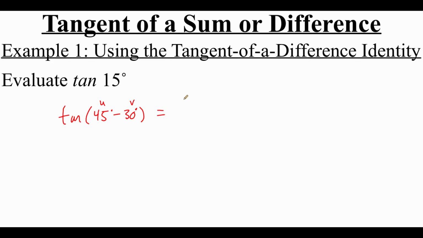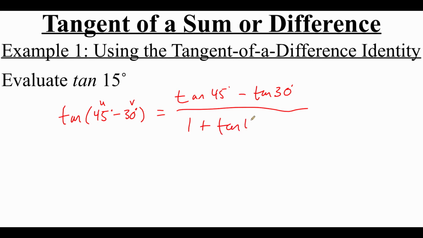v value. So based on our formula, since we're doing a difference, we're supposed to do the tangent of 45 degrees minus the tangent of 30 degrees over 1 plus the tangent of 45 degrees times the tangent of 30 degrees.